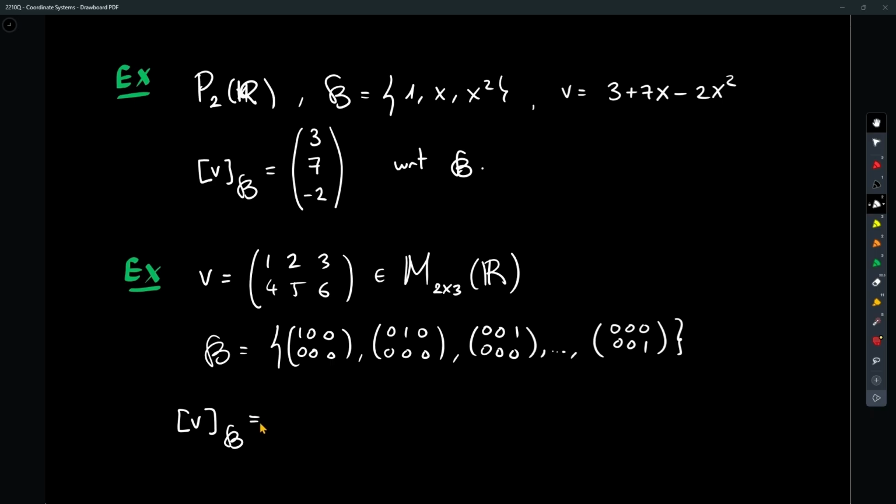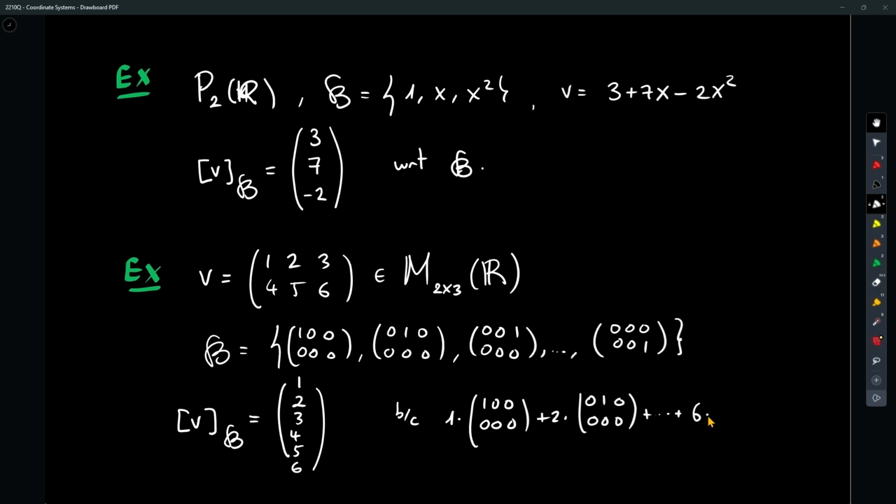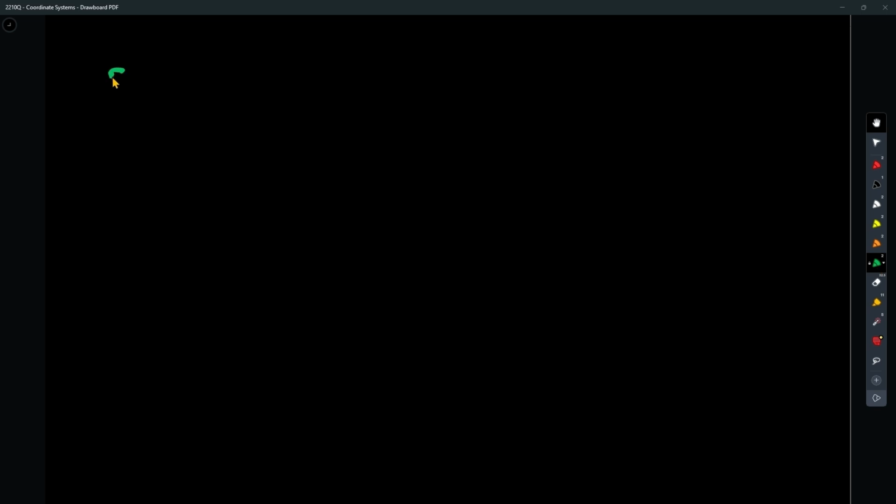And then I can write the coordinates for this matrix. It will be 1 times the first vector in my basis, 2 times my second one, 3, 4, 5, and 6. Because if I do 1 times 1, 0, 0, 0, 0, 0 plus 2 times 0, 1, 0, 0, 0, 0 plus up to 6 times 0, 0, 0, 0, 0, 1, that gives me V. So these numbers are the coordinates that I'm looking for, and those are the coordinates that appear in the coordinate vector. How do we find these coordinates?